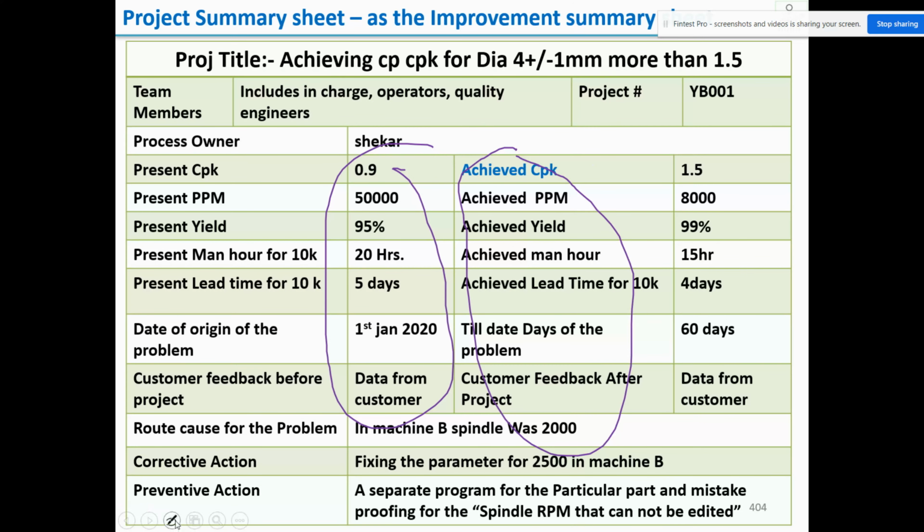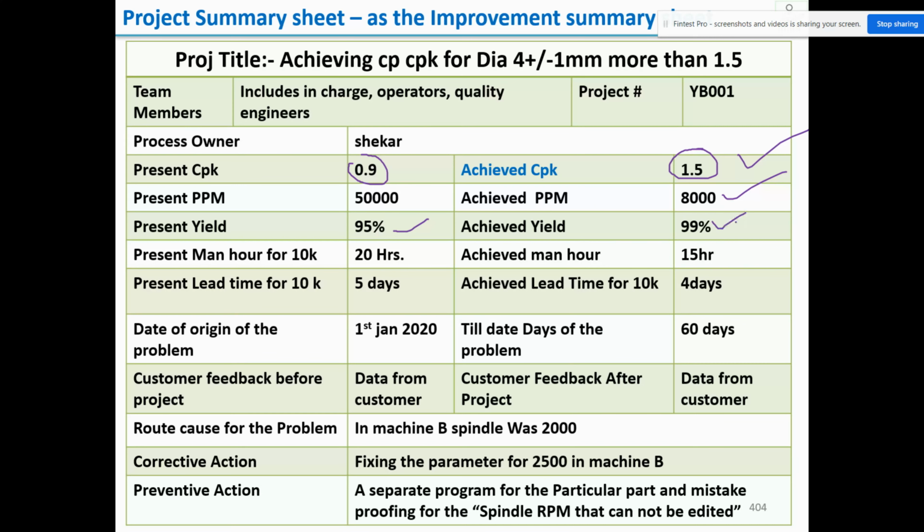Now if you see, after fixing the required root causes and solving the problem in the improve phase, before the CPK was 0.9 and now the CPK is 1.5. It has improved because we have solved the problem. Before, PPM was 50,000, now it is 8,000. Before, the yield was 95 percent, now the yield is 99 percent. Present man hours for shipping 10k was 20 hours. Now with 15 hours they're able to ship the 10,000 parts.